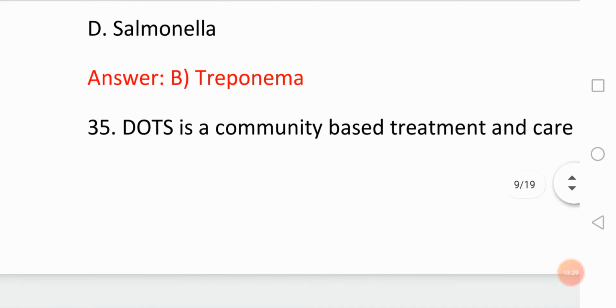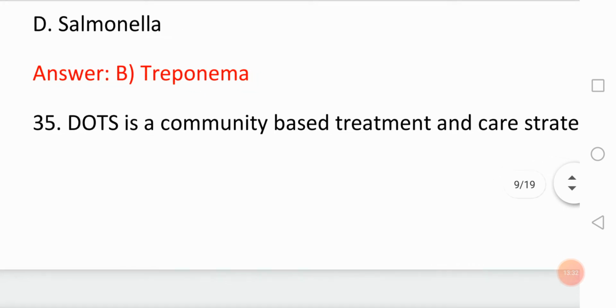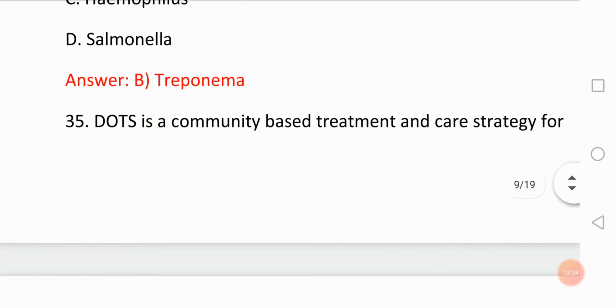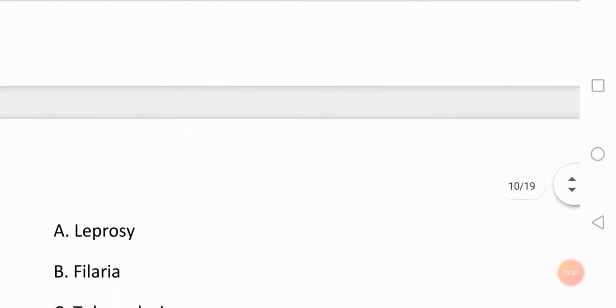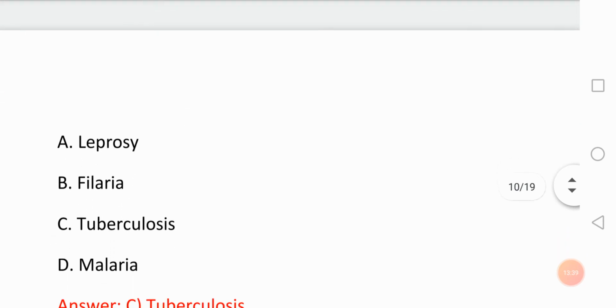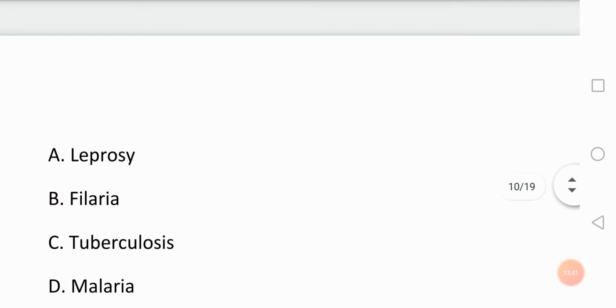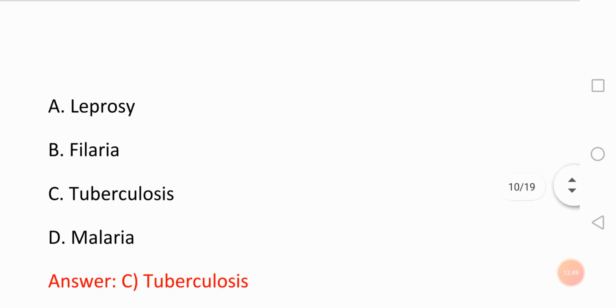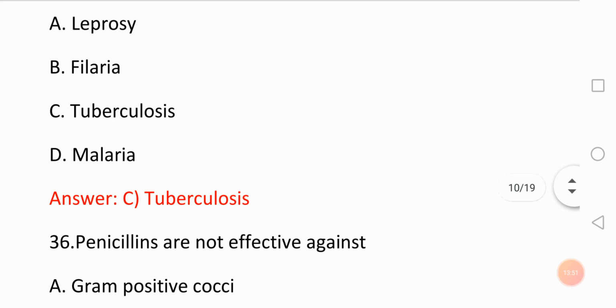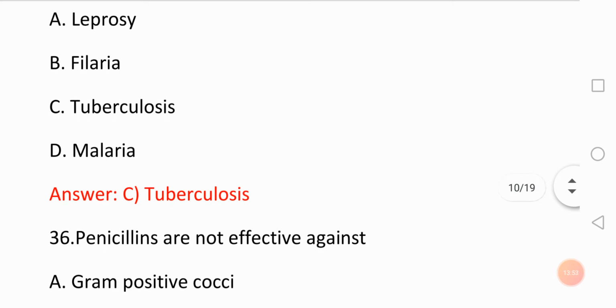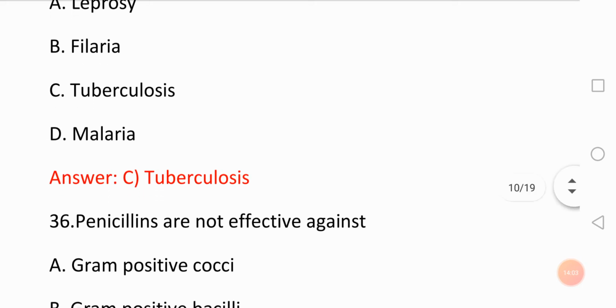35 question. DOTS is a community based treatment and care strategy for A. leprosy, B. filaria, C. tuberculosis, and D. malaria. And the answer is C, tuberculosis. DOTS is available free in all government hospitals. The full form of DOTS is directly observed treatment short course.